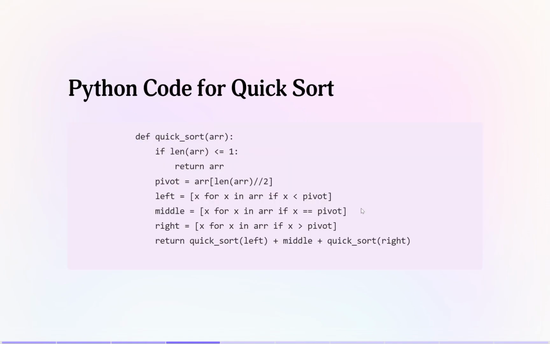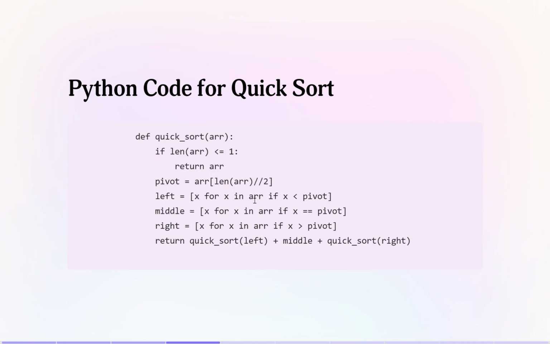So this is the code for the quicksort. Let's go through it. What this line does is the terminating case. When there's only one element left inside the list, you return the element. Then for the pivot, you're just taking the center of the list.